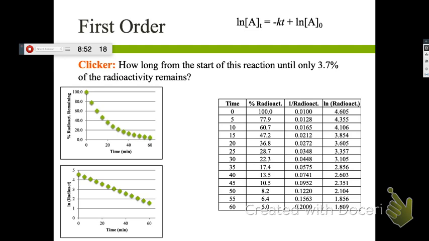First, you rearrange the first order equation for K, and I got K equals natural log of A T minus natural log of A 0, not 0, but divided by T. The whole thing divided by T? Yes.